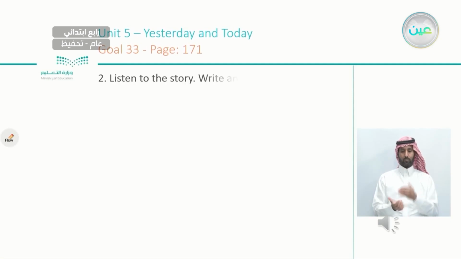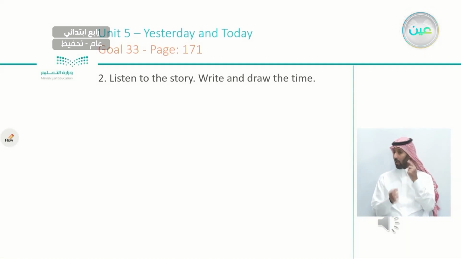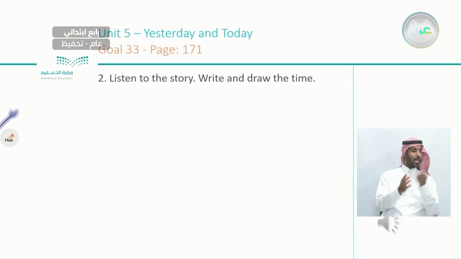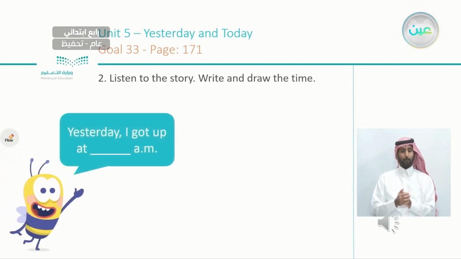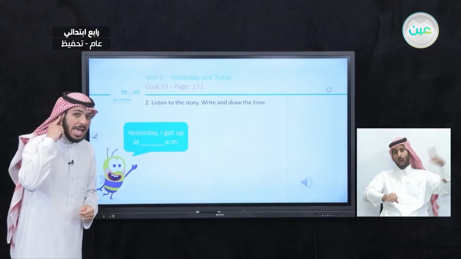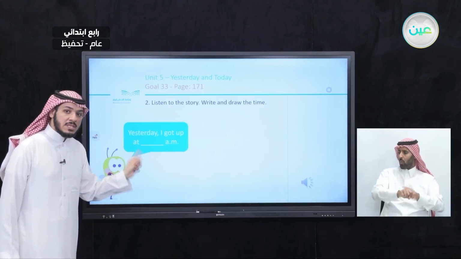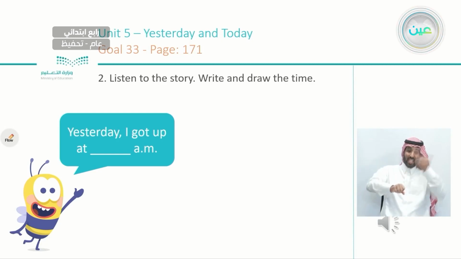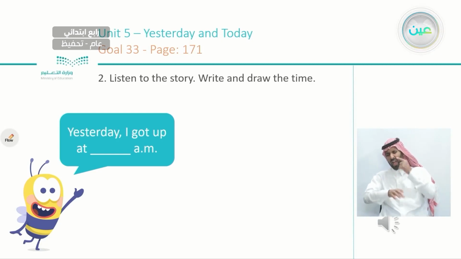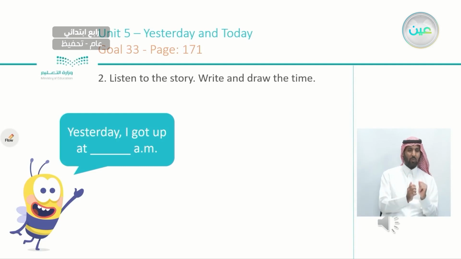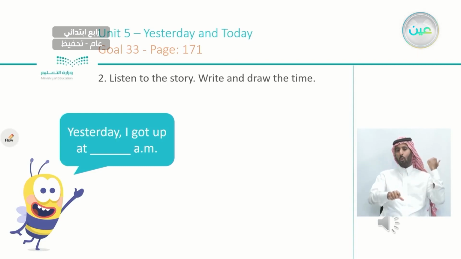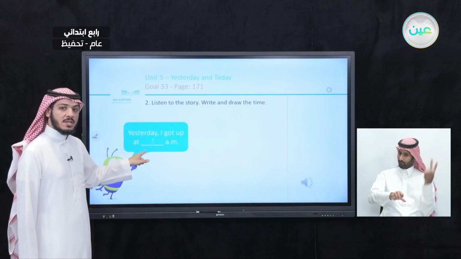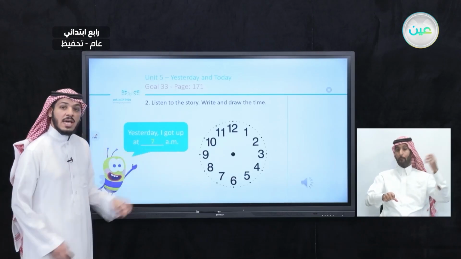Okay. The same page, number 2, listen to the story, write and draw the time. Okay, now we have a character here who says what? Yesterday I got up at blank a.m. So listen and tell me what time did he say? Yesterday, I got up at 7 a.m. It was late, so I missed the school bus. Okay, what was the time here? Excellent, we have 7 a.m. a.m. means what? In the morning.